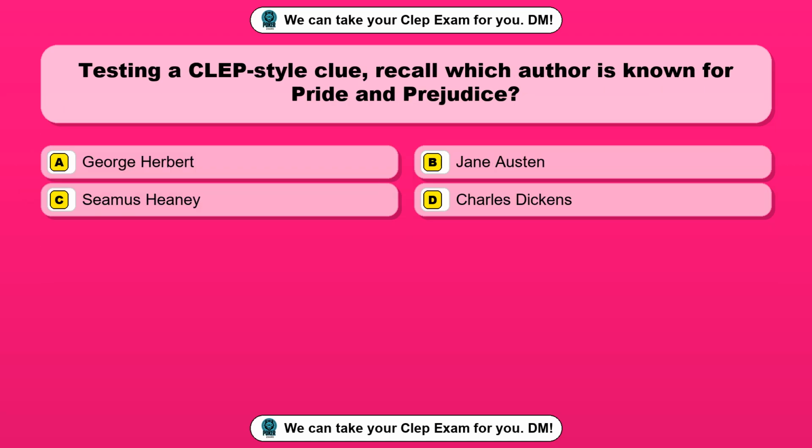Question 89. Testing a CLEP style clue, recall which author is known for Pride and Prejudice? Option A, George Herbert. Option B, Jane Austen. Option C, Seamus Heaney. Option D, Charles Dickens. The correct answer is option B, Jane Austen.